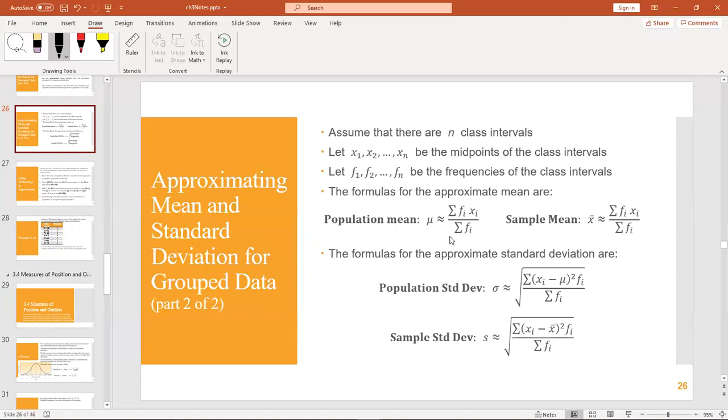And so if you do the frequencies times the midpoints, add those all up, and then divide it by the sum of all the frequencies just by themselves, that is going to give you the sample mean or the population mean, depending on what you're referring to. And then there's a process by which you can find the standard deviation.